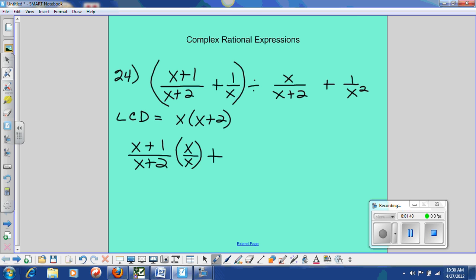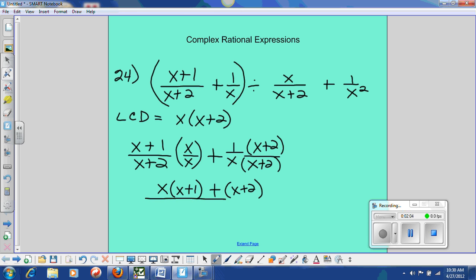Let's do it to the second part. I've got 1 over x. What is missing from our LCD? It is the x plus 2 over the x plus 2. Okay? So now that we've got that, let's just combine this, make this a little easier. That is x times the sum of x plus 1 plus x plus 2 all over the denominator of x times x plus 2.